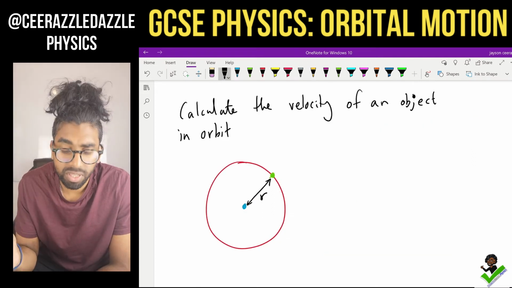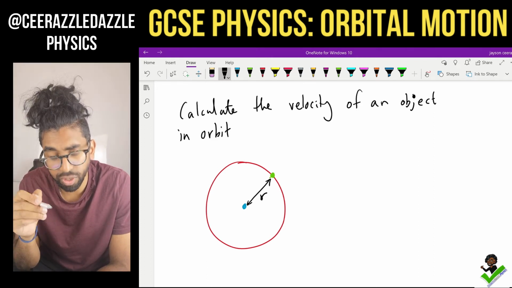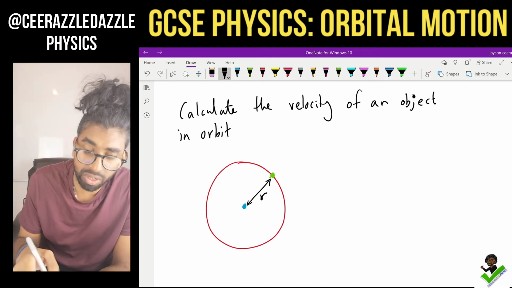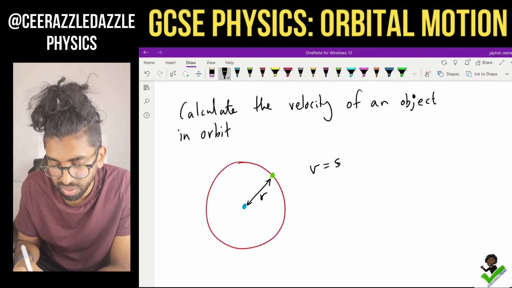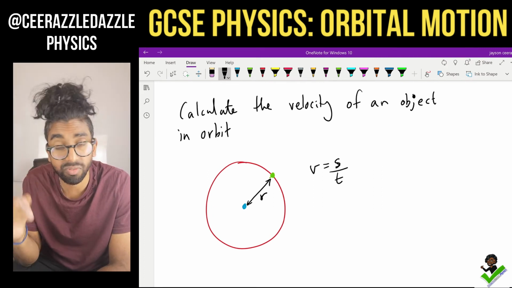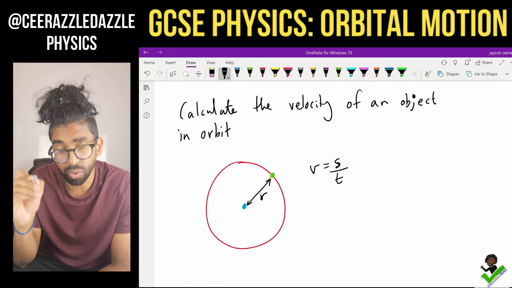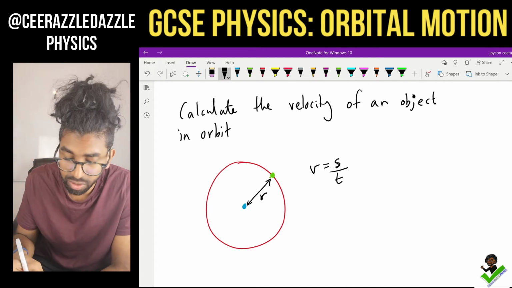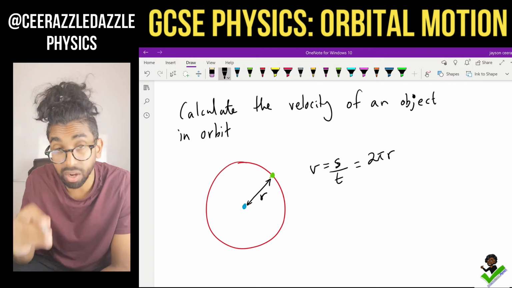Right, what about the following? What happens if someone says to you, calculate the velocity of an object in an orbit? To work out the velocity of the object, we know that velocity is equal to displacement over time, so s divided by t. The displacement, if I go around a circle, is going to be the circumference of the circle, so going all the way around. So it will be equal to 2 pi times r, where r is the radius.